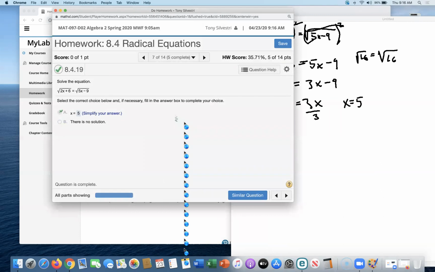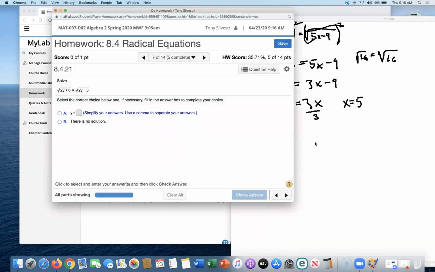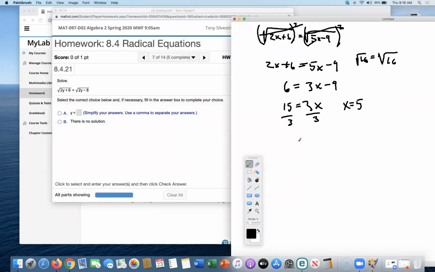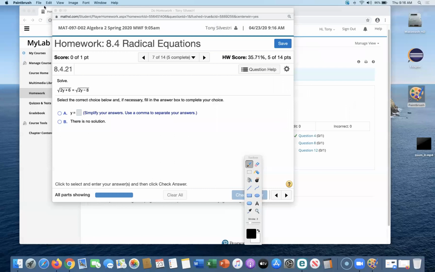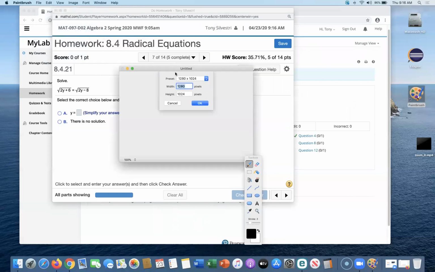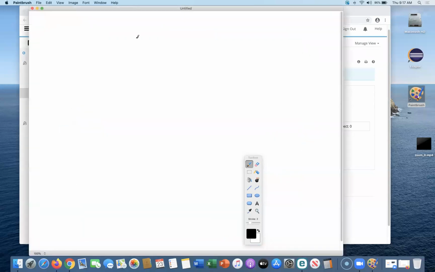I don't know why they gave us 3 of these things. This is speed up number 7. Now let me just clear this out. Don't save. File, new.